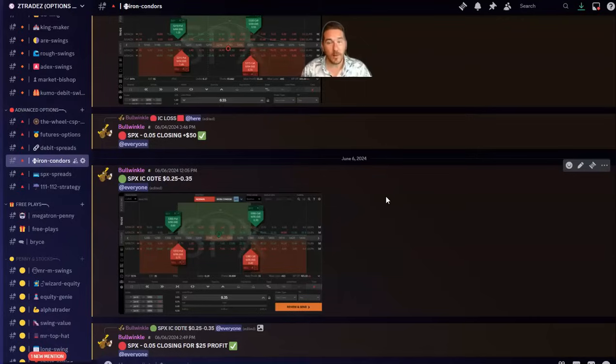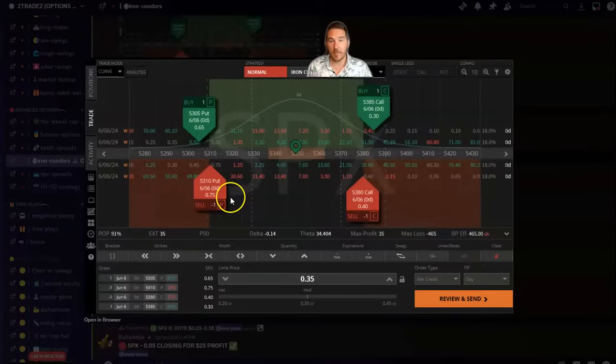I don't like to sell these anywhere near PPI, CPI, PCE, FOMC, right? Day before or day of, I don't like to do it because those can be volatile days, and you're betting that there isn't going to be any volatility, that the SPX on this day would stay in between these red cells right here.